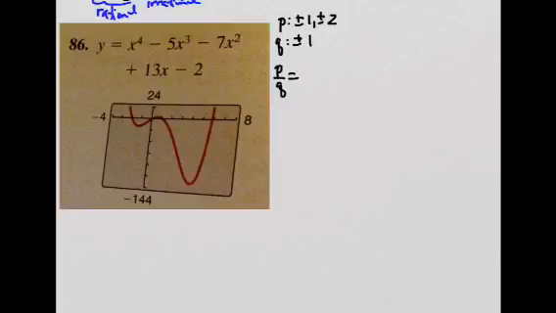Alright, for 86, you've got plus or minus 1, plus or minus 2 for p, because that's your constant, and then q, your leading coefficient over here is 1, so that's why it's plus or minus 1. So p over q would give you the p list, right, because q is plus or minus 1, so p over q is just basically the list of p factors, so plus or minus 1 or 2. Now let's take a look at the graph. Based on the graph, I see that probably negative 2 is going to work, and possibly 1. I see a 1 right there. I see it crossing there.